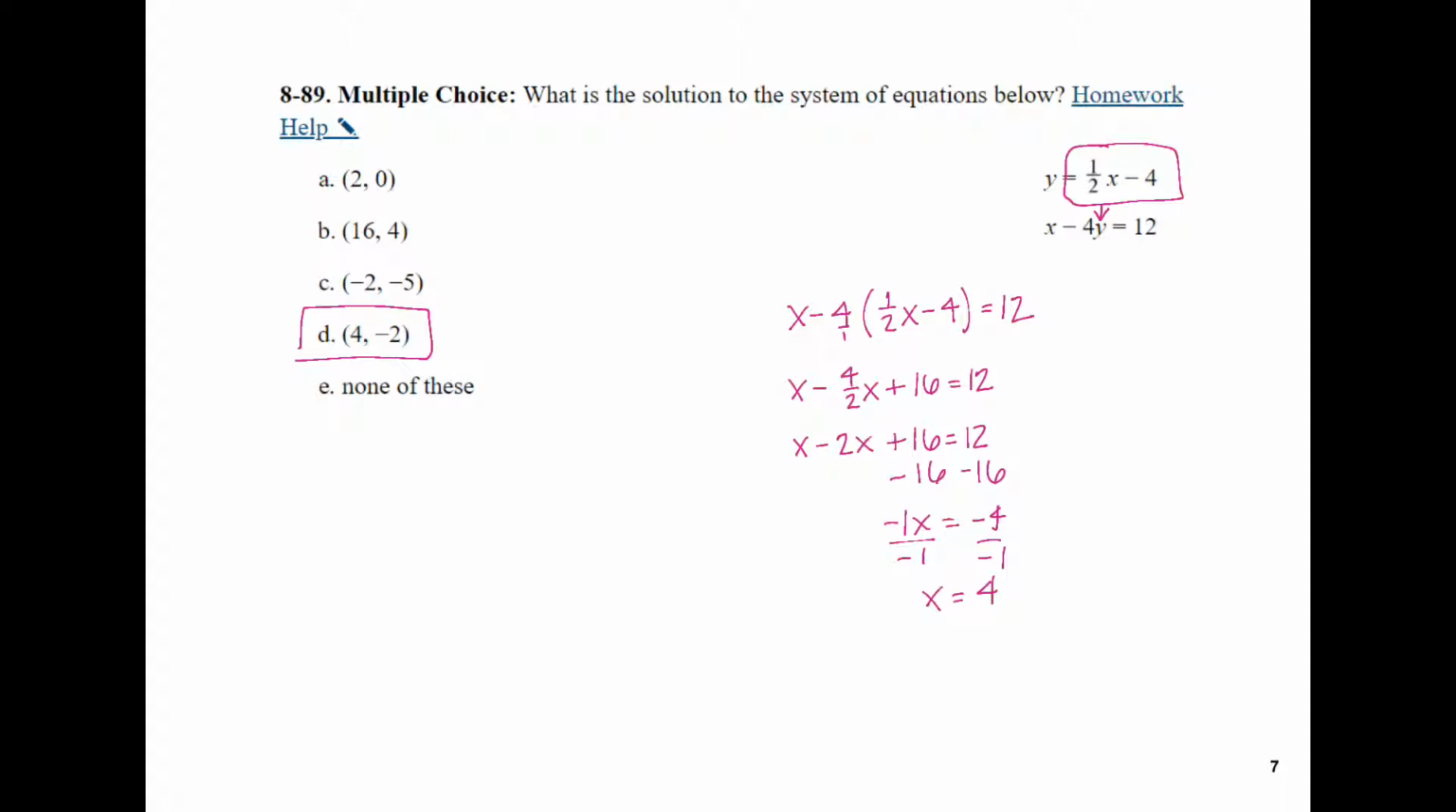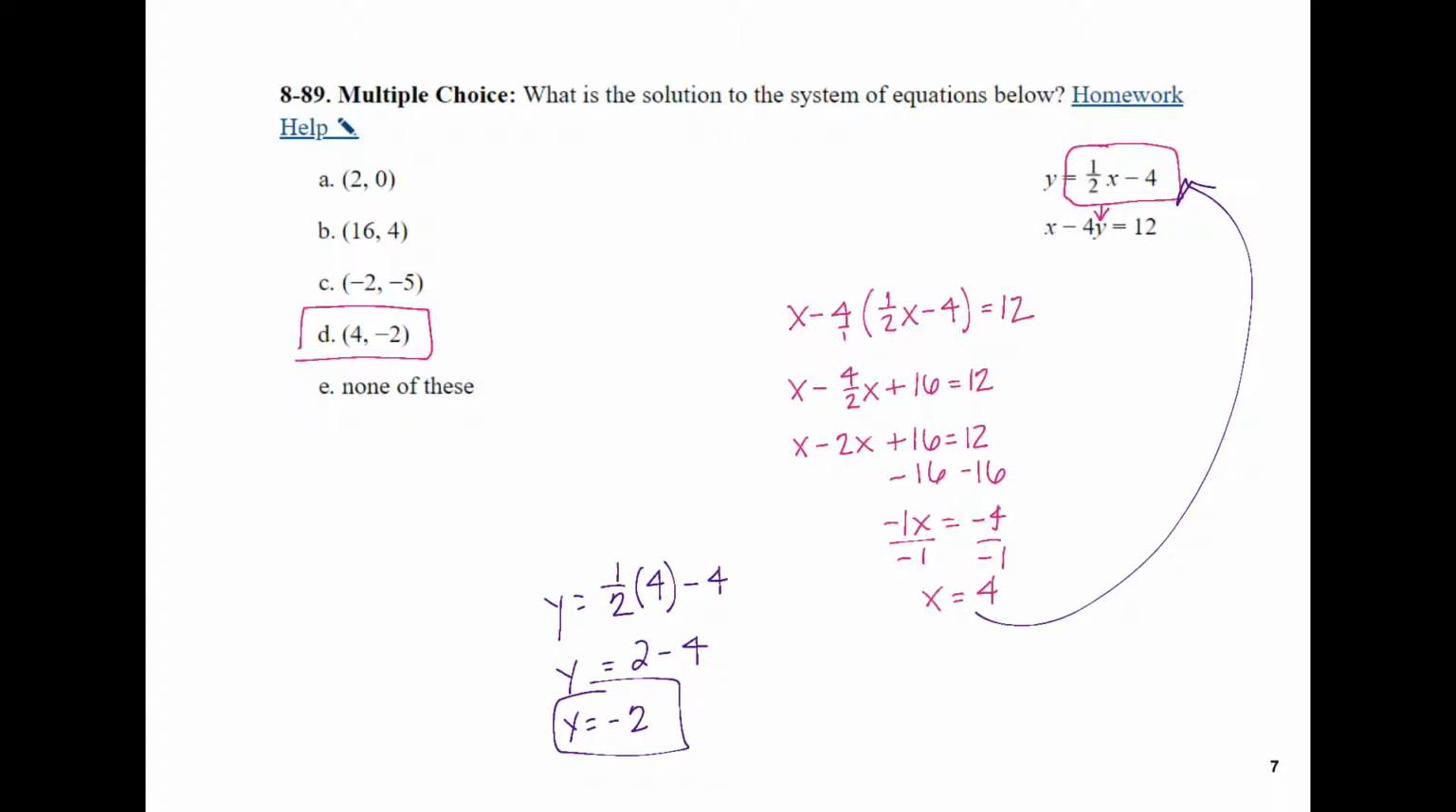We then want to make sure that our y coordinate is negative 2. You can plug it into either equation. In this case, since my top one is already solved for y, I'm going to take half of 4, which is 2, subtract 4 from 2, and I get y is equal to negative 2. So the ordered pair where these two lines intersect is the point 4, negative 2.